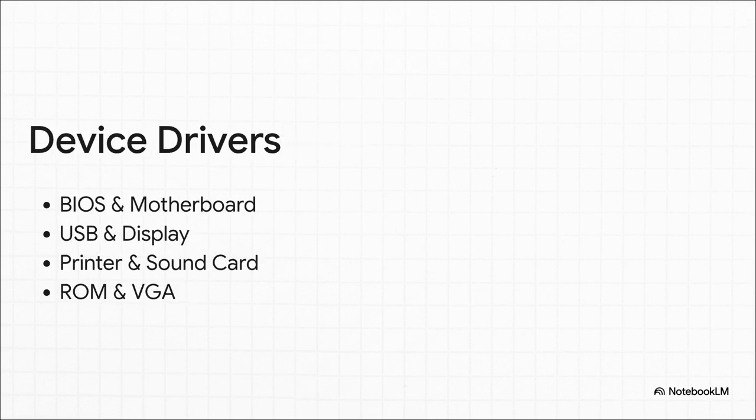But you might be wondering, how does that operating system actually talk to the specific physical parts attached to your computer? Well, that brings us to device drivers. A device driver is a specific type of software that operates or controls a hardware device linked to your system. They essentially translate the commands, so whether it's your motherboard's BIOS, a USB device, your printer, display, or your sound card, drivers ensure your system can easily talk to that hardware without skipping a beat.